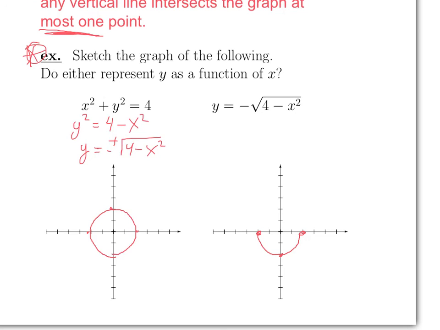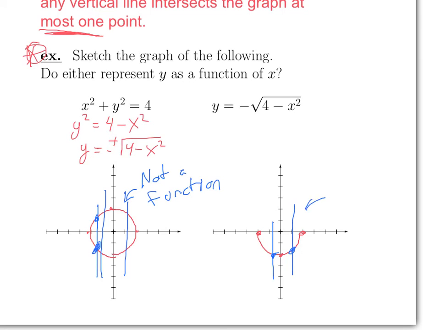So the difference between the two is that this one is not a function because it fails the vertical line test. And again, if I draw a vertical line, at any point, it fails. It's going to touch twice. Over here, this is a function, because no matter which vertical line I draw, it only touches it at one spot. So this one is a function.